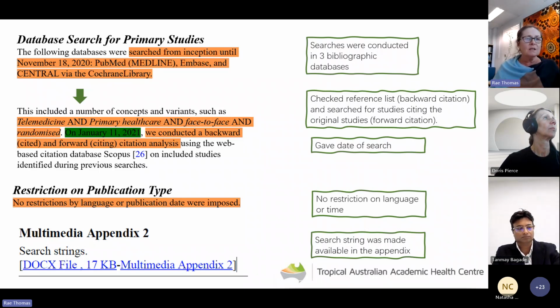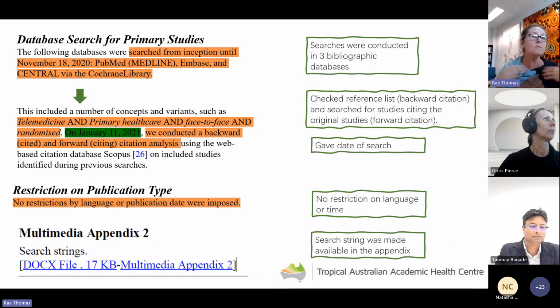Super importantly, they've actually given me their search strategy, right? In their appendix, they've actually given me their PubMed search strategy. Okay, so I would be able to replicate their search quite easily.